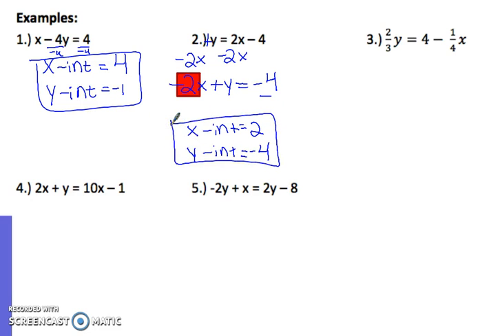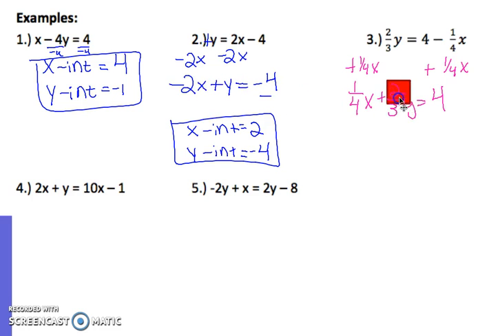It's okay with fractions too. For number 3, add your 1/4 x to get it in standard form. And you have 1/4 x plus 2/3 y equals +4. We're still going to do the same thing. For my x-intercept, cover up my y. And now I have 1/4 x equals 4. Remember, multiply by the reciprocal. So your x-intercept equals 16.